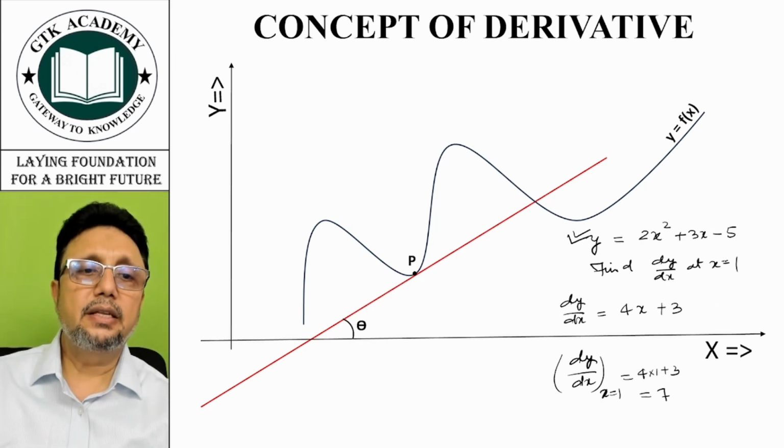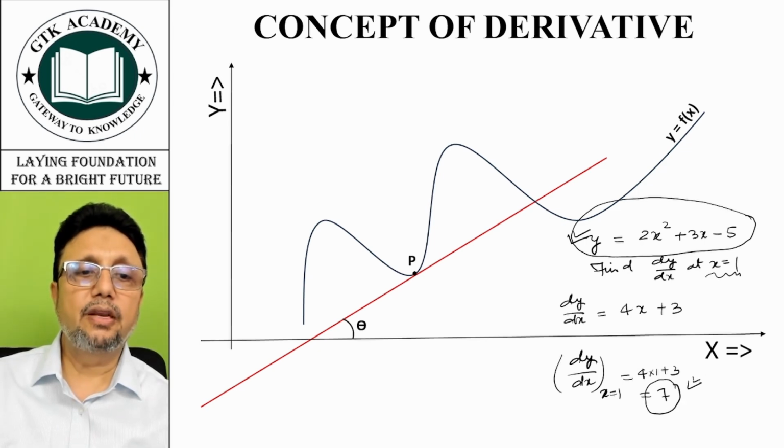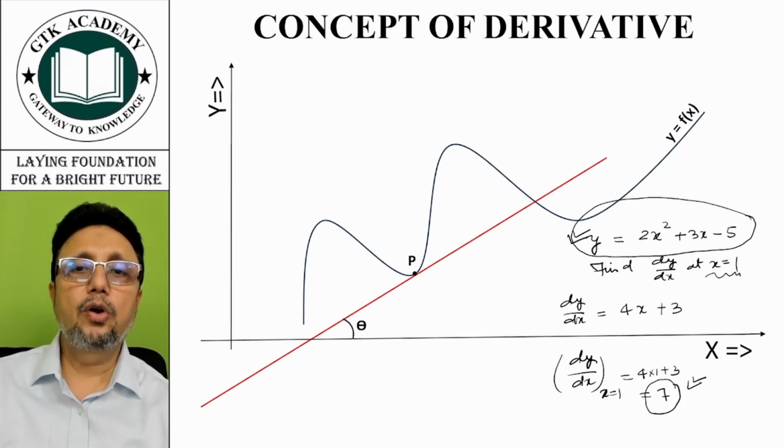What it means is that if you are able to trace this curve and draw the tangent at x is equal to 1, then the slope of the tangent is 7. I hope you have understood this concept of derivative.